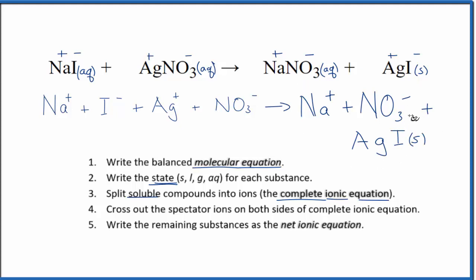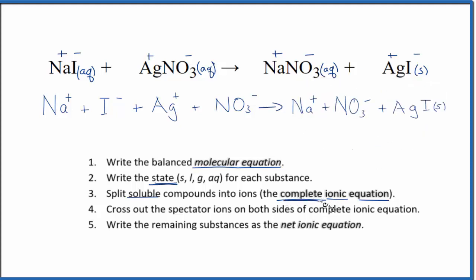Let's shrink this down. So now we have the complete ionic equation, and we can cross out what are called spectator ions. These ions appear on both sides of the equation. Note that I didn't write aqueous in here. We'll do that at the end. But for these spectator ions, we can cross them out because they don't change. You start with a sodium ion and you end with one. So we're not interested in the things that stay the same. We want to know what changed.